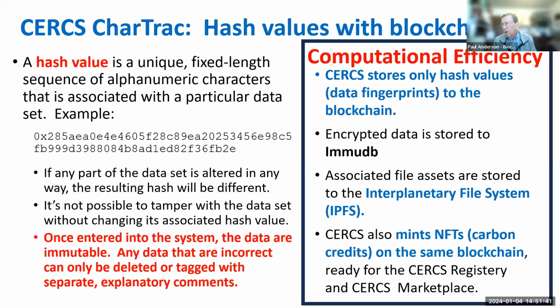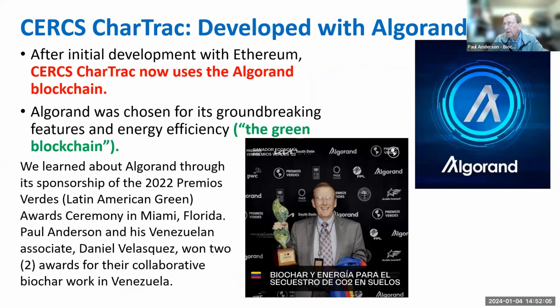ImmuDB is a software product out there. Associated files are in the interplanetary file system. And CERCS can also mint non-fungible tokens or carbon credits, also putting them onto the blockchain. So the blockchain capabilities are already there and ready for whoever is going to be the clients with us. CERCS uses Algorand as the blockchain.